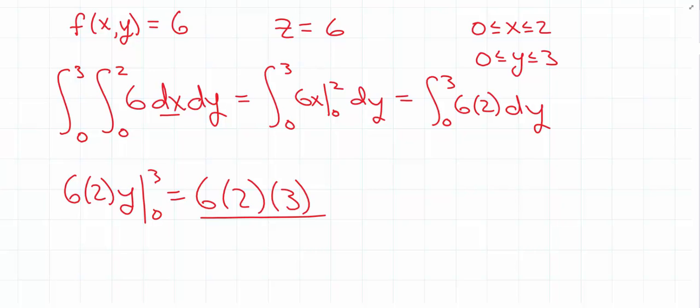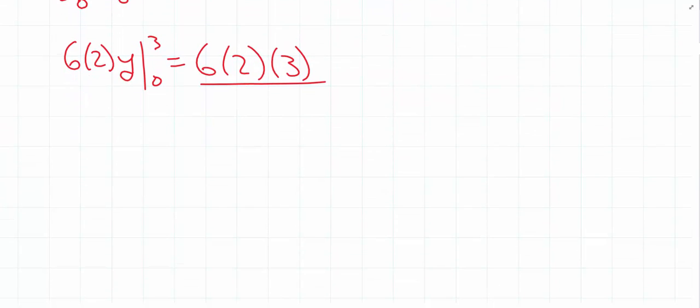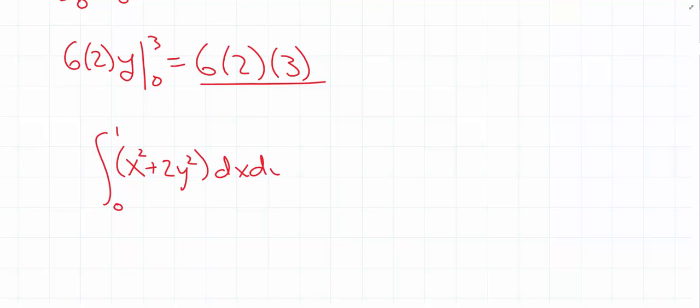Okay, now what I want to do is look at one that's a little more complex. I'll just put an integral up here and we'll see about evaluating it. Let's suppose I want to go from 0 to 1, and I've got x squared plus 2y squared. I want to integrate first with respect to x, and then with respect to y, and y is going to go from 2 to 3, let's say.